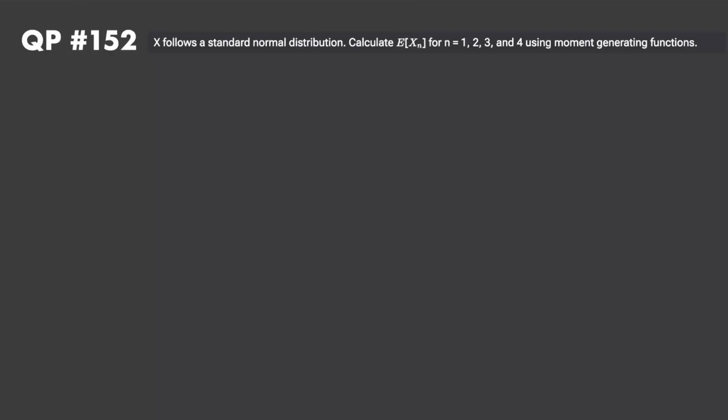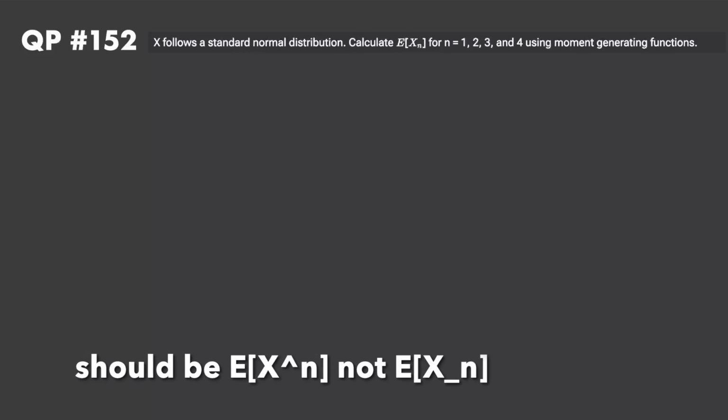Hello everyone, today let's take a look at QP 152 where we're looking at the normal distribution. We have a standard normal distribution and we want to calculate the first 4 moments of it, and we're going to do that using moment generating functions.